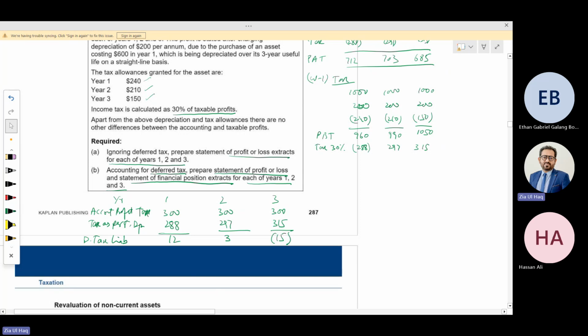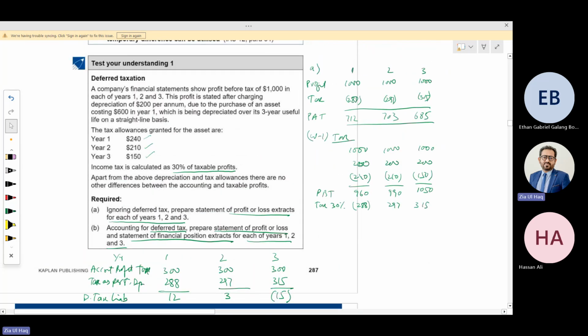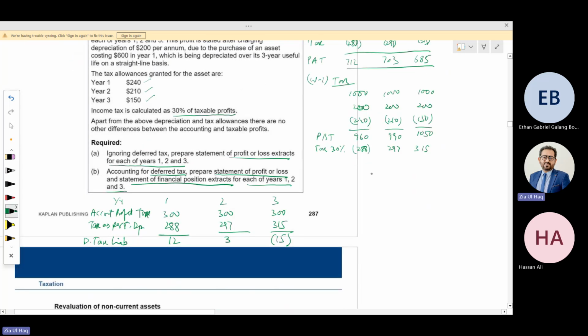This we have calculated now. Now we are moving towards calculating the P&L figure and balance sheet figure. So the P&L figure we have already calculated. Now in the statement of financial position, for year 1, 2, 3, we need to record deferred tax liability.